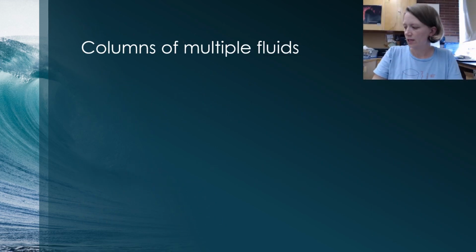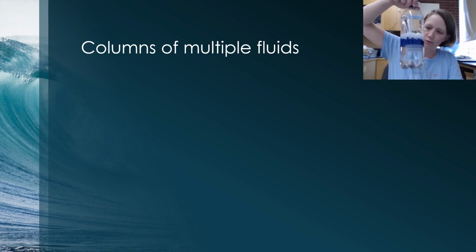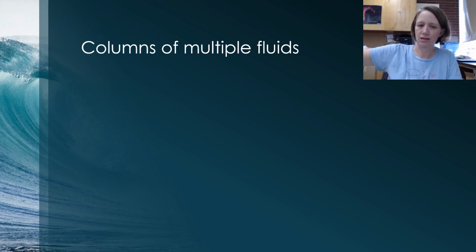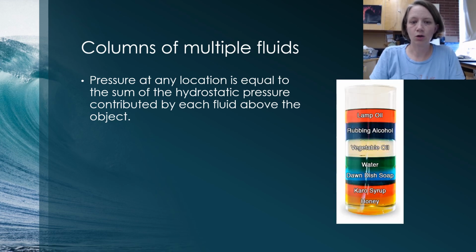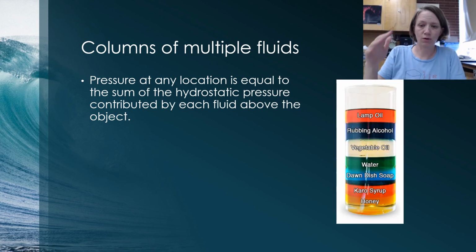So what if you have a container that has a bunch of different fluids in it? Like, for example, this one, which I'll give you a little hint, has 2 different fluids plus 2 solids in it. Well, the pressure at any location in that column is going to be equal to the sum of the hydrostatic pressure contributed by each fluid above the object.